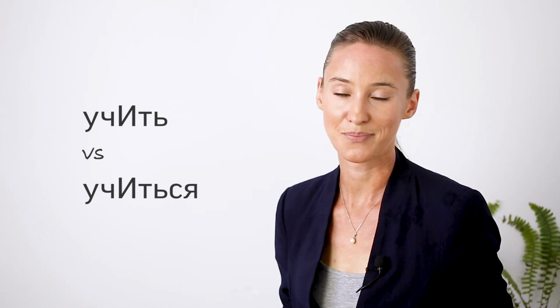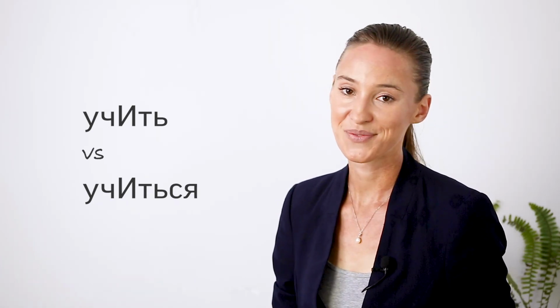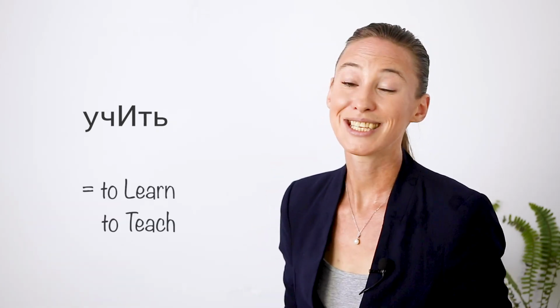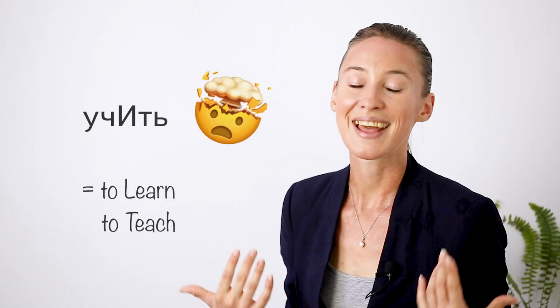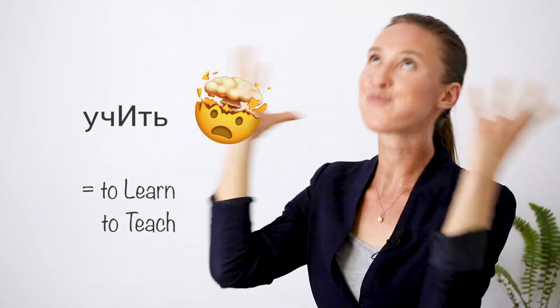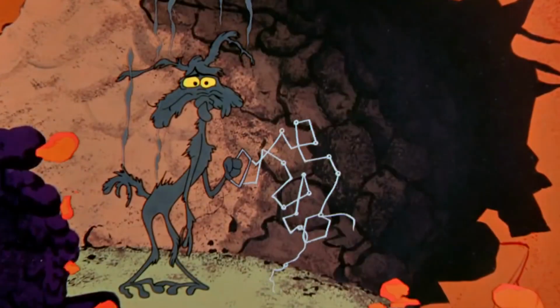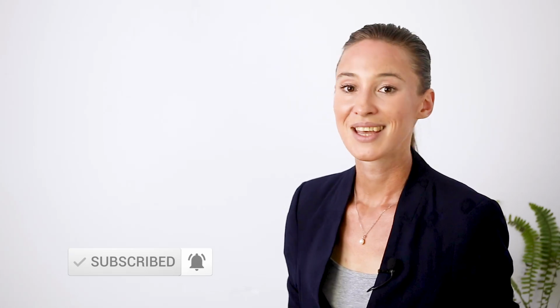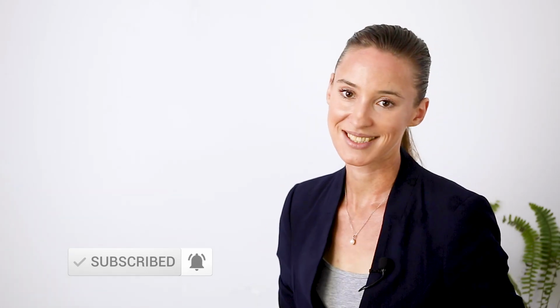Let's start with the verbs учить and учиться. And here's the catch. The verb учить has two meanings in Russian. It means both to learn and to teach. So, how do you know what exactly it means in a particular phrase? You know it from the context. If there is a subject after this verb, then it means to learn.